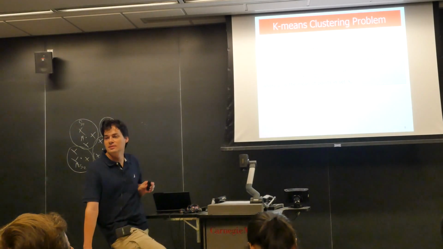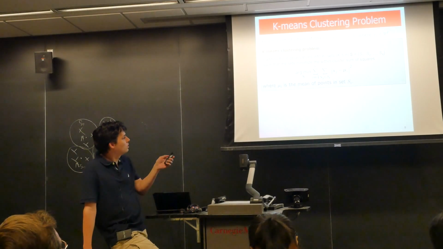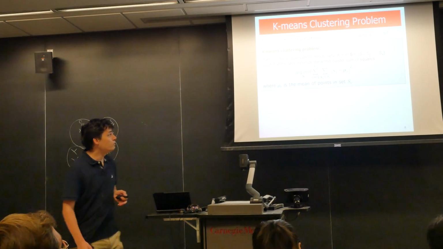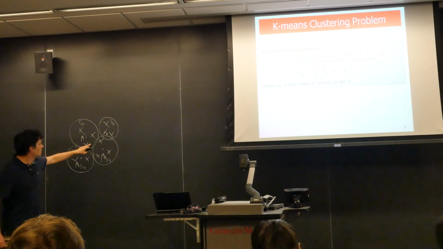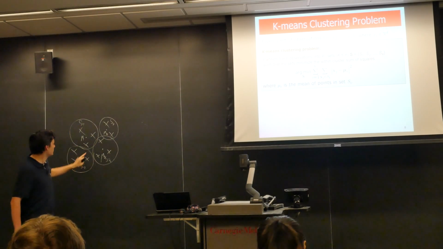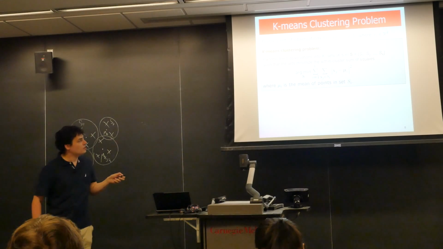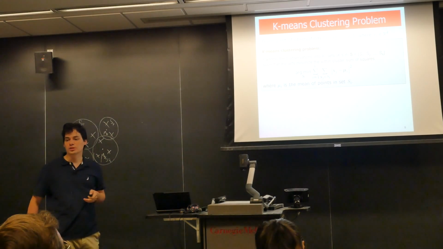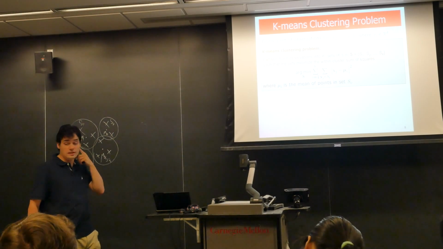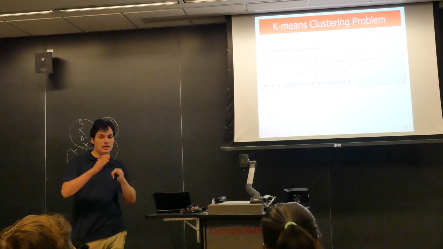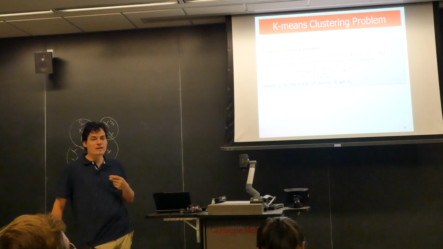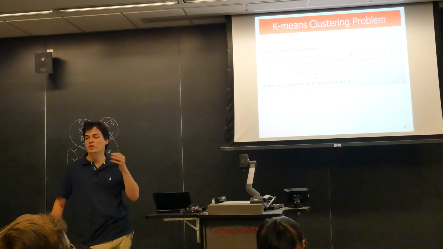So the problem makes sense, right? You have n instances, x1, x2, ..., xn, and you want to minimize over allocations. You want to find those sets S1, S2, S3, S4 that will minimize this cost function. K is fixed beforehand, say 4 in our case. My question is how difficult is this problem in the number of instances n?